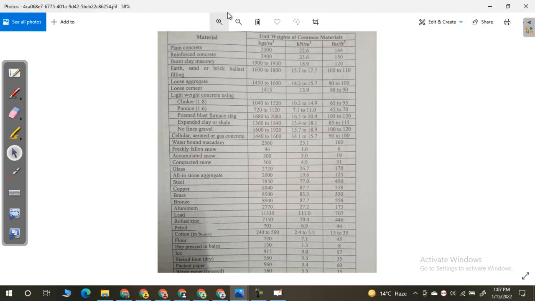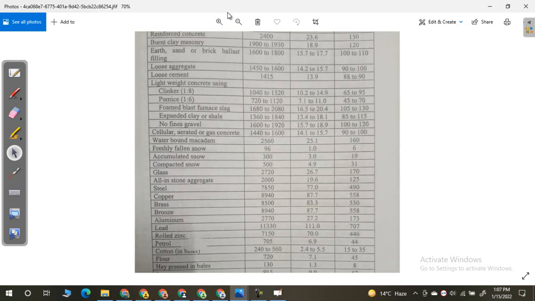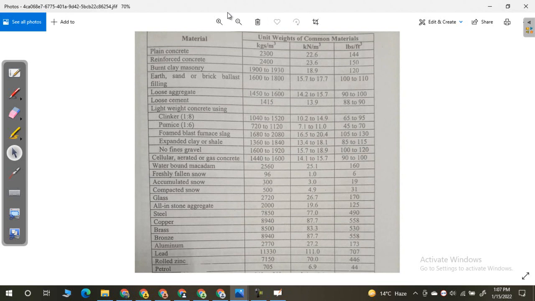Here you can see in this table the weight of the plain concrete, right? This one, the top one, its density varies from 2300 kg per cubic meter, and in kilonewton it is 22.6 kilonewton per cubic meter, while in pounds it is 144, while for an RCC, that is reinforced concrete, it is equal to 23.6 kilonewton per cubic meter, while it is taken as 150.